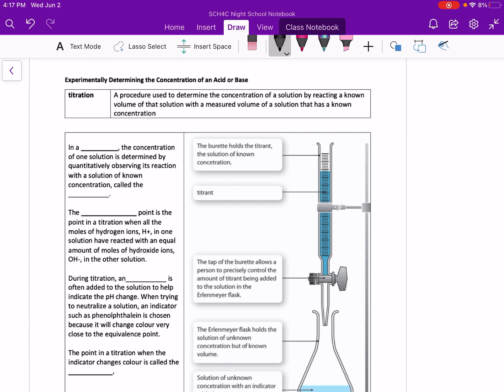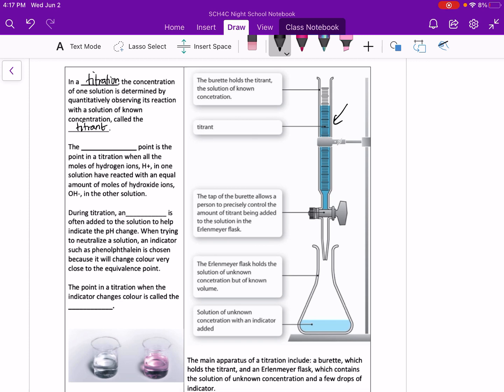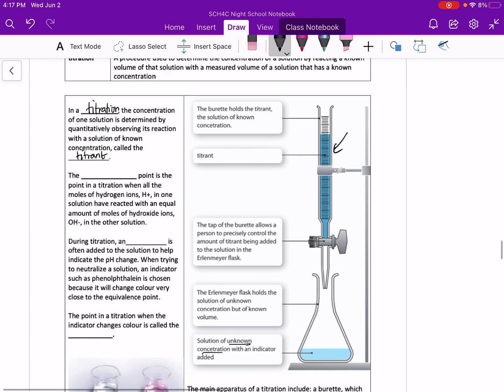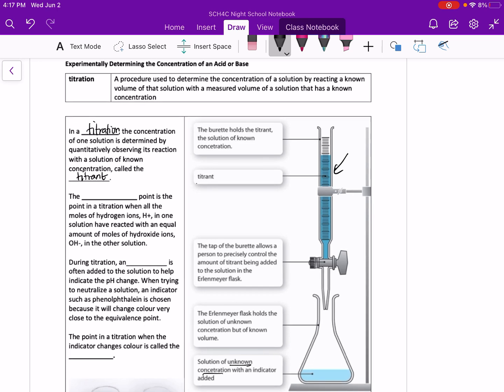In a titration, the concentration of one solution is determined by quantitatively observing its reaction with a solution of a known concentration. When we know information about something, it's called the titrant. It's what we're going to put in our burette over here and drop into our unknown concentration. So the term that you need to know for your quiz is titrant, when we know the concentration.